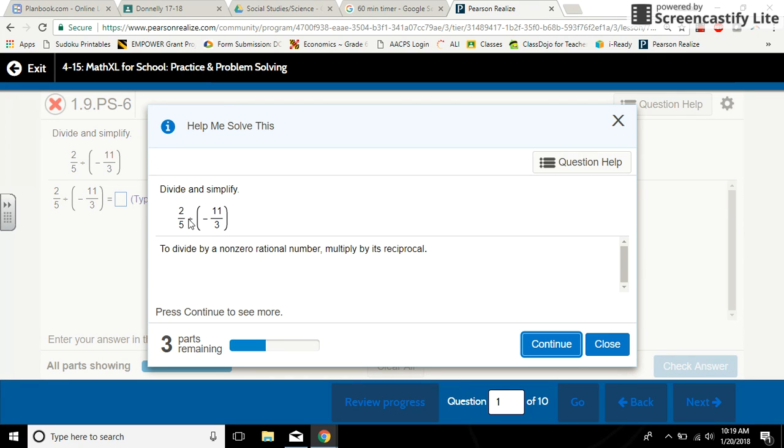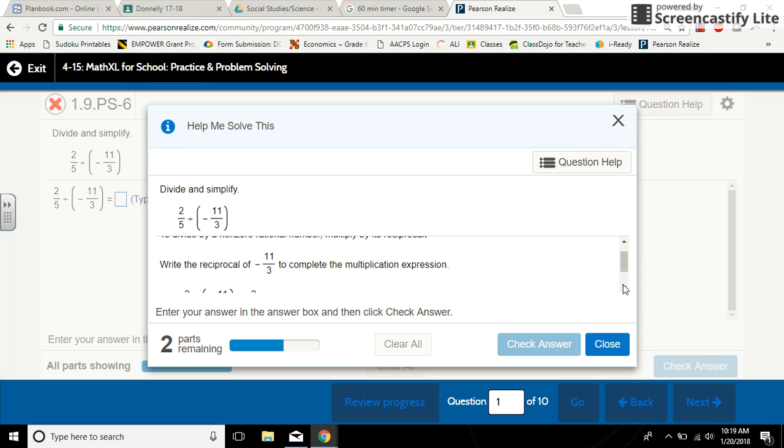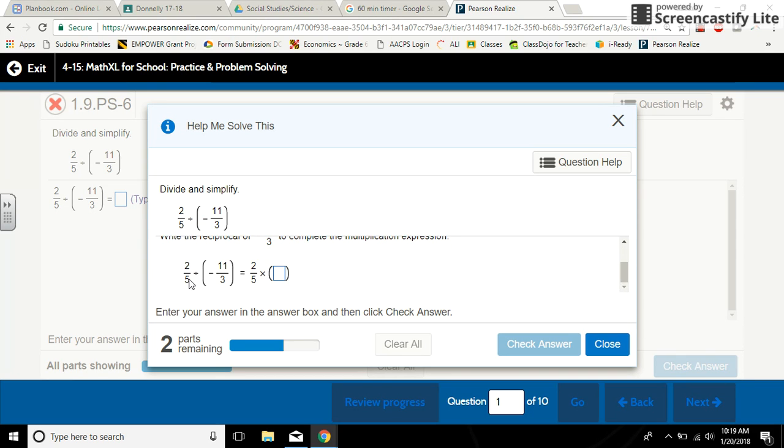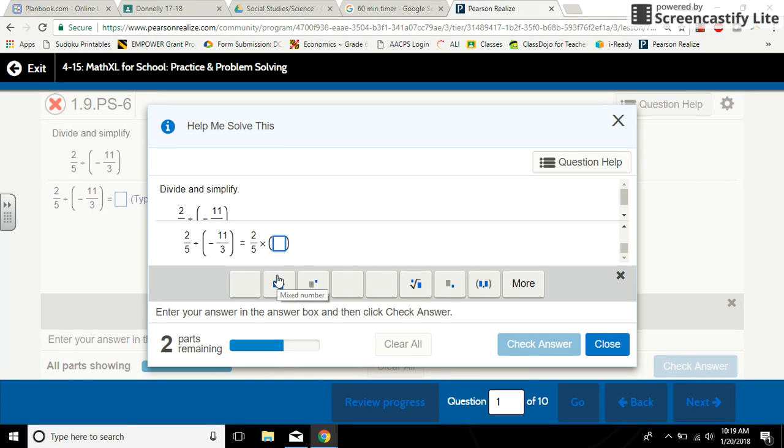So divide and simplify. 2/5 divided by -11/3. To divide a non-zero rational number, multiply by its reciprocal. Okay, so hit continue. Let's see what it says to do next. So write the reciprocal of -11/3 to complete the multiplication expression. 2/5 divided by -11/3 equals 2/5 times, so I have to put it in there. So I would put, still going to be negative, but it won't be 11/3, it would be 3/11ths.